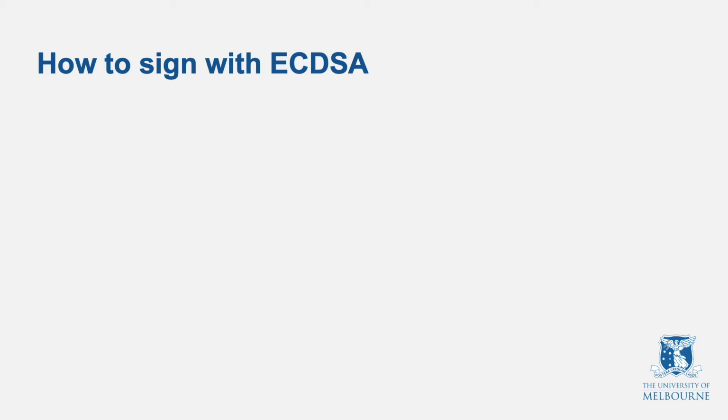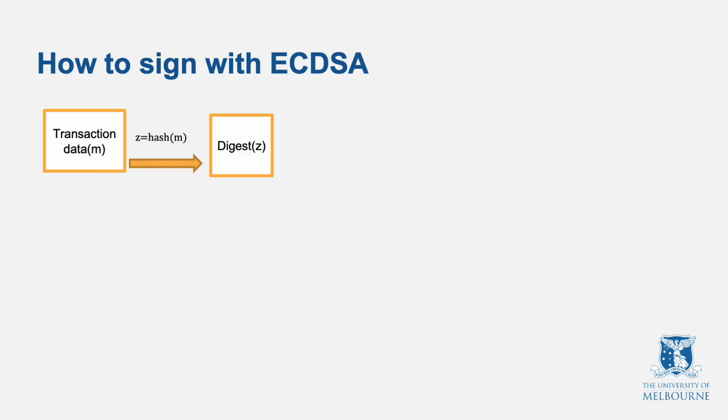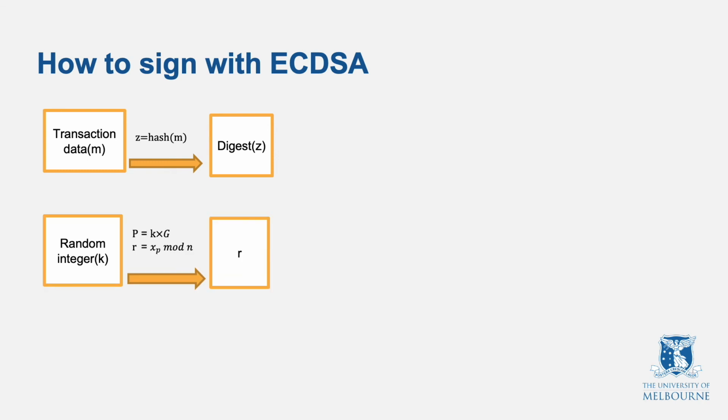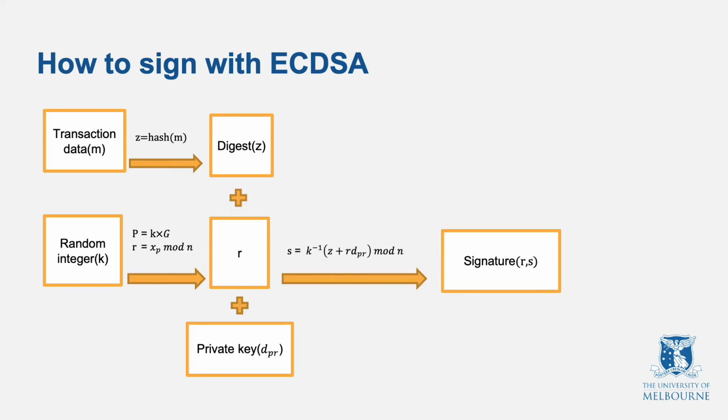I'm Ted, and I'm going to show how to sign and verify with ECDSA. First of all, we hash the transaction data into a digest z. Then, we choose a random integer k from 1 to n-1, where n is the subgroup order, and multiply the generator point G by integer k to get a new point P. Then, we get the first component of the signature r by taking the x-coordinate of point P modulo n. Finally, we sum the digest z with r times the private key and multiply this value by the inverse of k modulo n to get the second part of the signature s.